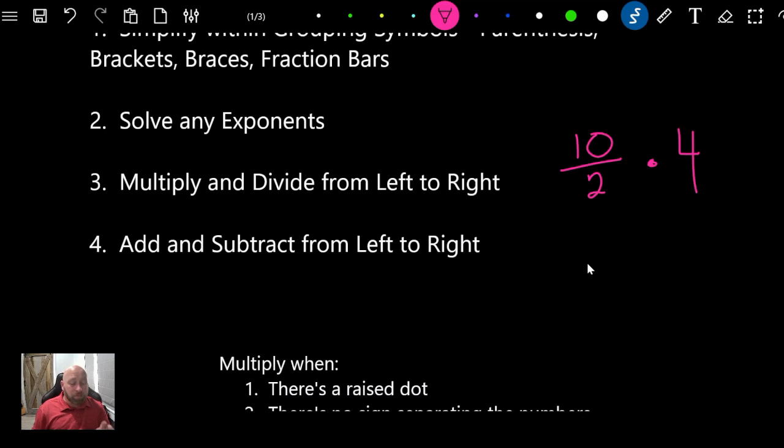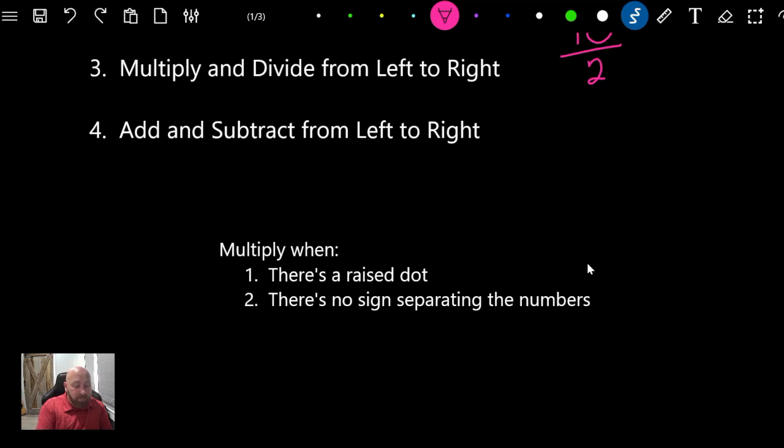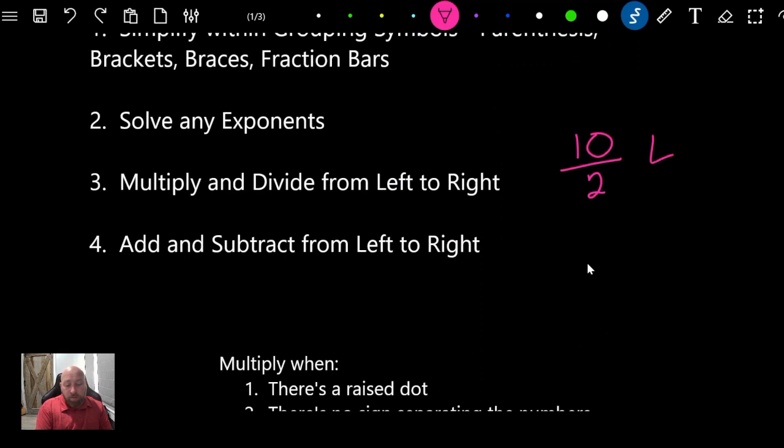Now that's not a decimal, right? The decimal would be like down here. That's a decimal. But this is a raised dot. It's halfway up the line. That means multiply. The other thing that you can have is when there's no sign at all, okay? So if I put a 4 here. Now the problem with doing that is that it's confusing.